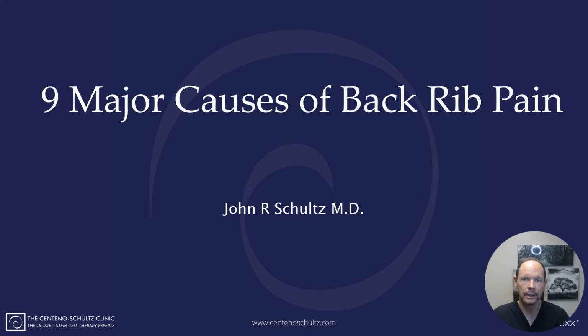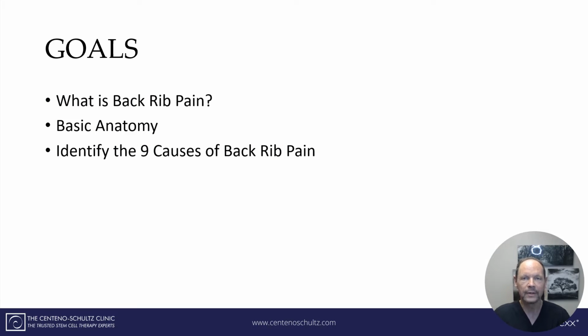We're continuing our series on thoracic spine, and this is a short presentation in which we're going to talk about the 9 major causes of back rib pain. So thanks for checking in, and let's get started. The goals of this brief presentation include what in the world is back rib pain, some basic anatomy, and then to identify the 9 major causes of back rib pain.